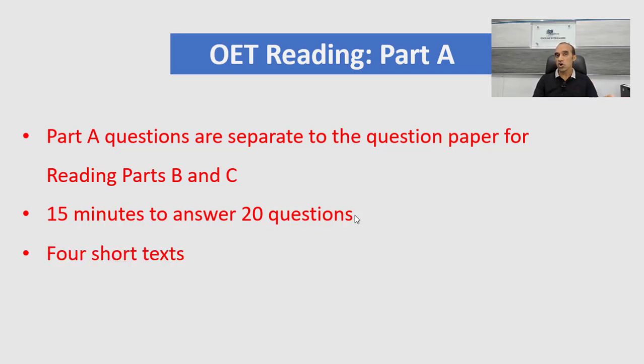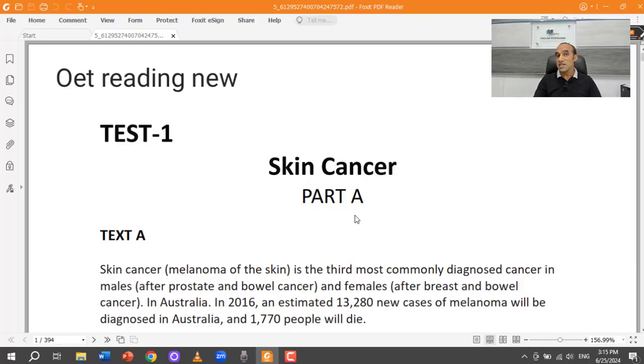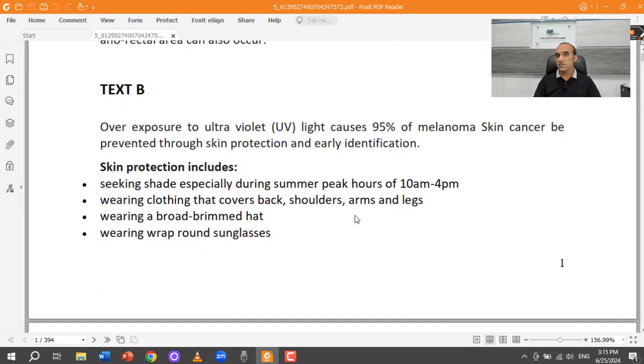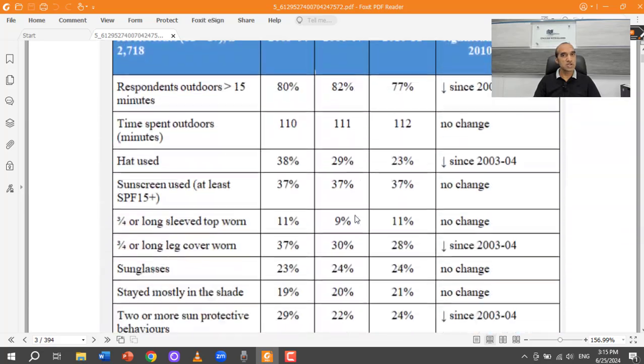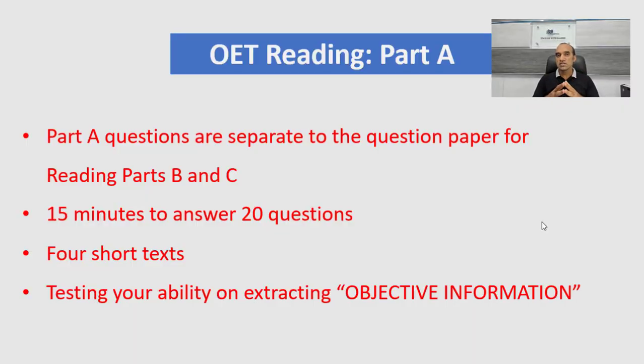You will get 4 short texts like this. These are medium-sized extracts, all taken from health journals or medical research articles. Another important thing is that Part A is testing your ability to find objective information quickly and efficiently using the skim and scan technique. You're not being tested on a deep understanding of the text, nor do you have the time to read every word. The answers are short and simple, unlike in Part B and Part C, where the answers require understanding longer, deeper text.